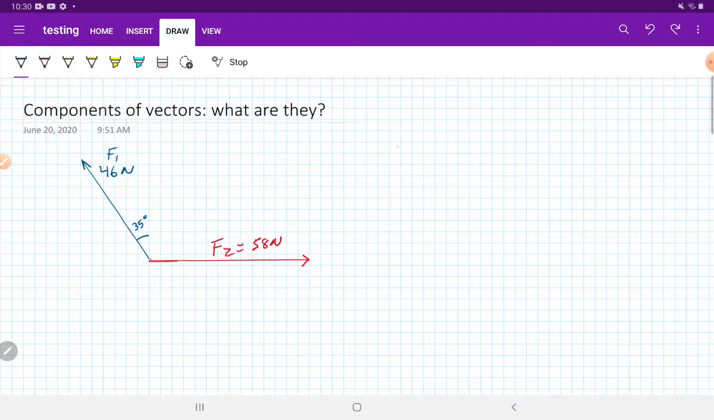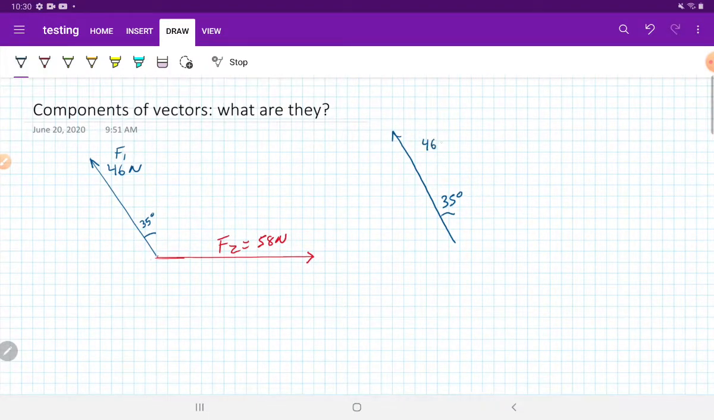I'm going to try and make it look similar, but anyway, I'm doing it by hand. So force 1 is equal to 46 newtons, and the angle is 35 degrees, okay? So I want to talk about what the components are. Imagine this represents a force, and for a moment, I'm going to erase that value and write that this is actually 46 meters. So instead of talking about a force, imagine I'm talking about a displacement.